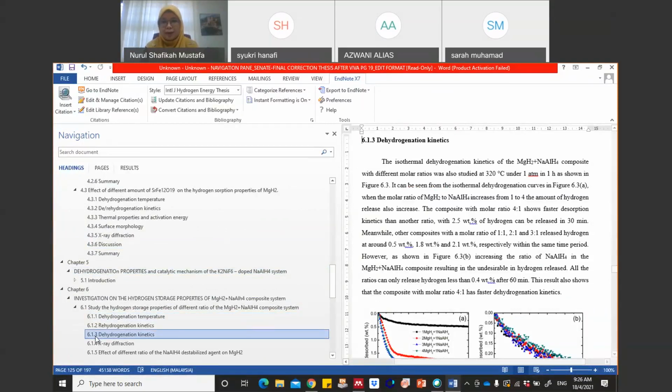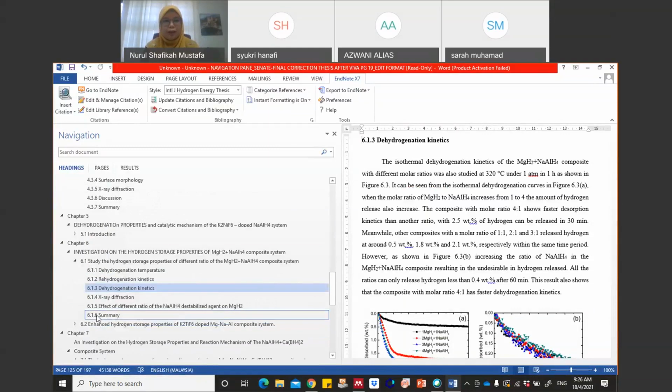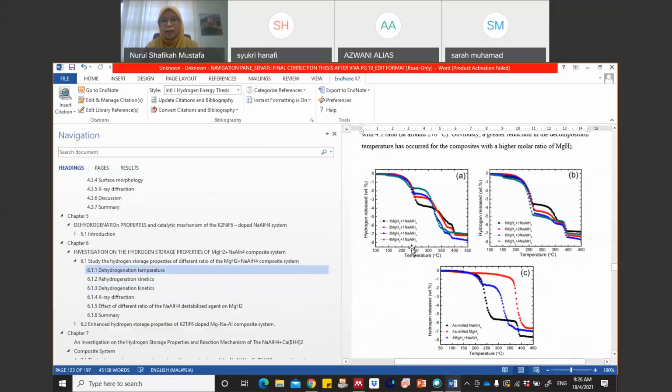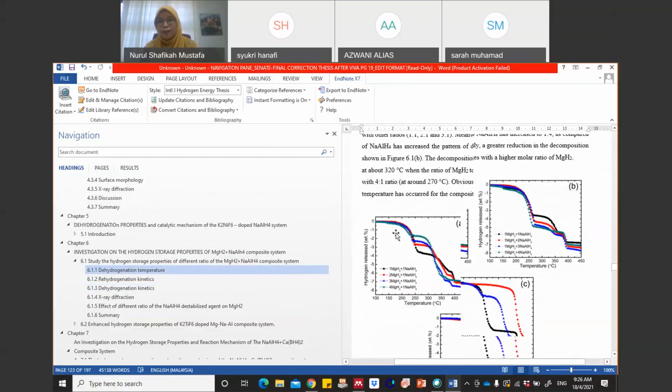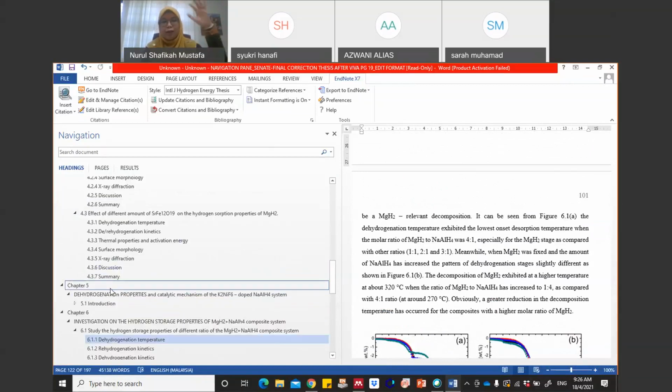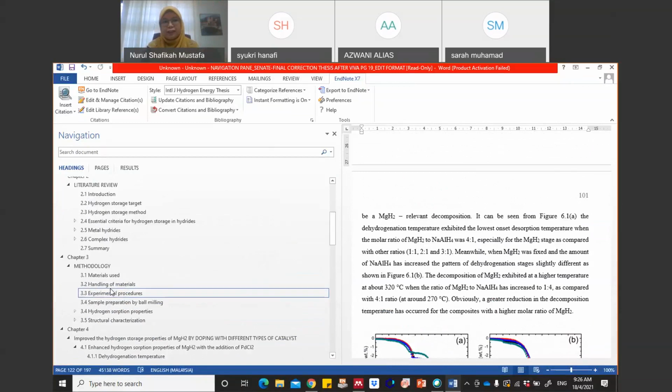So you already know which parts of your paper or your thesis are not finished yet. Maybe today I want to do subtopic 6 for 1.1. So you just click, and if you already have the figure, just put the figure inside and then you explain. At least you can see the flow of your work. You don't have to open a folder here, open a folder there. So this is in one folder, in one thesis, you can have everything inside. So this is very important too.